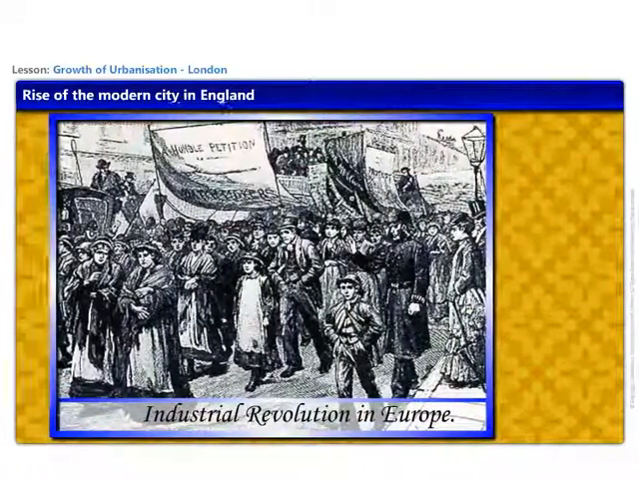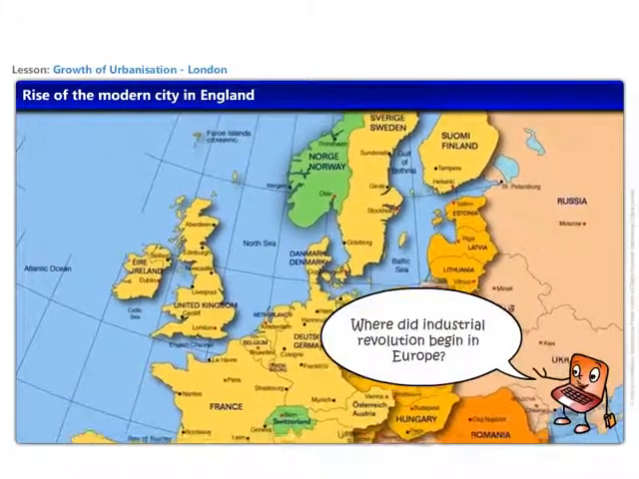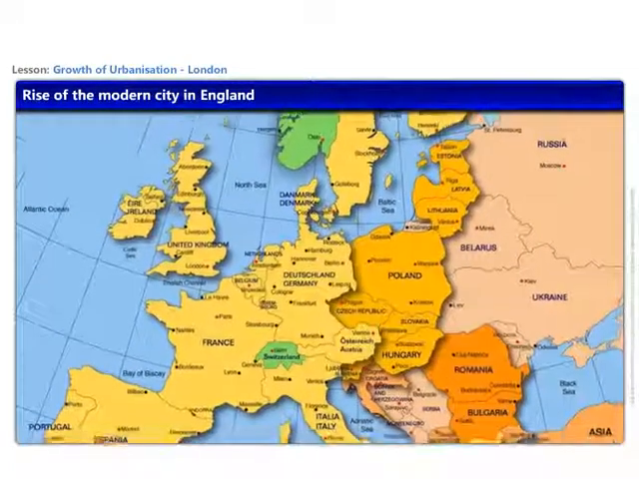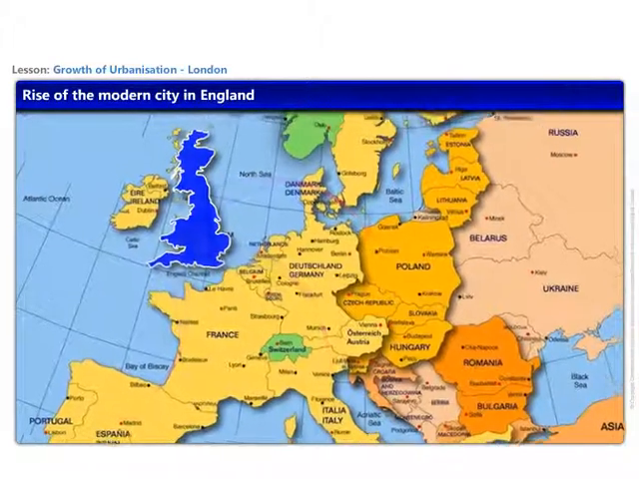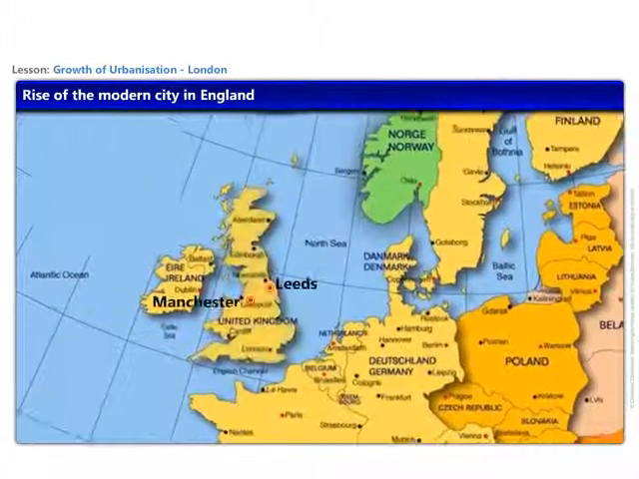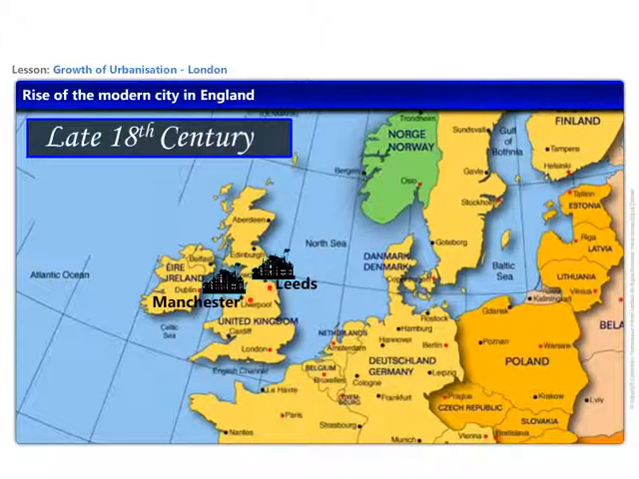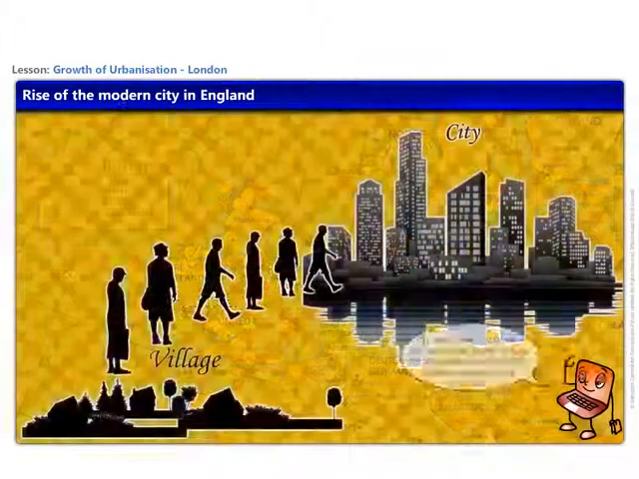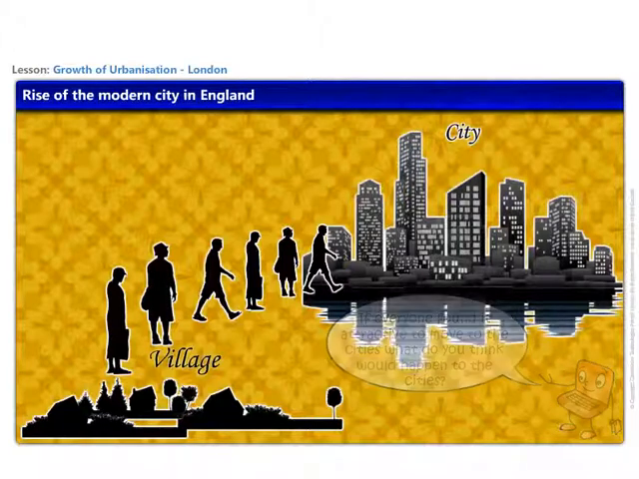Recall the Industrial Revolution in Europe. Where did Industrial Revolution begin in Europe? Britain was the place from where Industrial Revolution flourished all over Europe. The early industrial cities of Britain, such as Leeds and Manchester, attracted large numbers of migrants to the textile mills set up in the late 18th century.